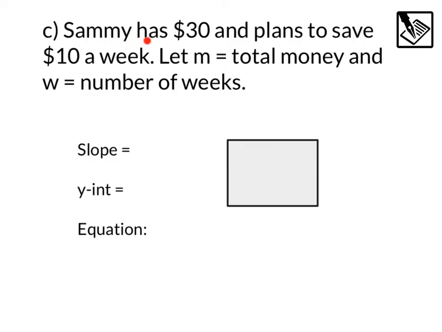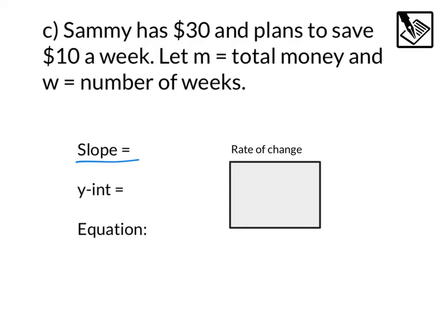For this last example, it looks like we are given a situation. Here it says Sammy has 30 bucks and plans to save $10 a week. Let M equal the total money and W equal the number of weeks. So, to find our slope, we need to look for our rate of change. What's changing in this scenario? In this case, it looks like he's getting $10 a week. This $10 is changing every week. So our slope, or that change, is 10, in this case, dollars per week.